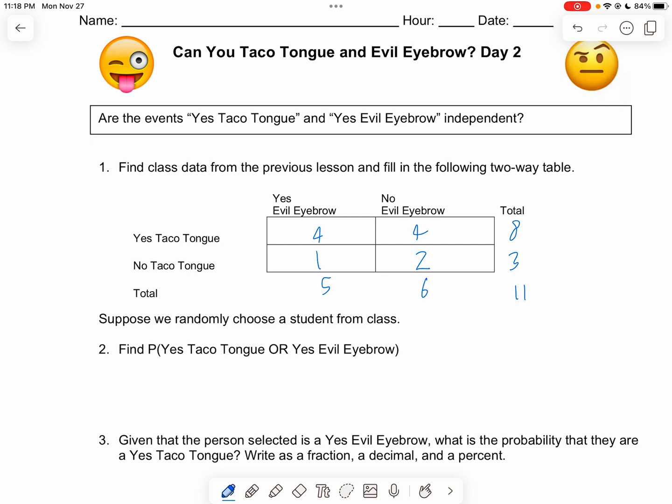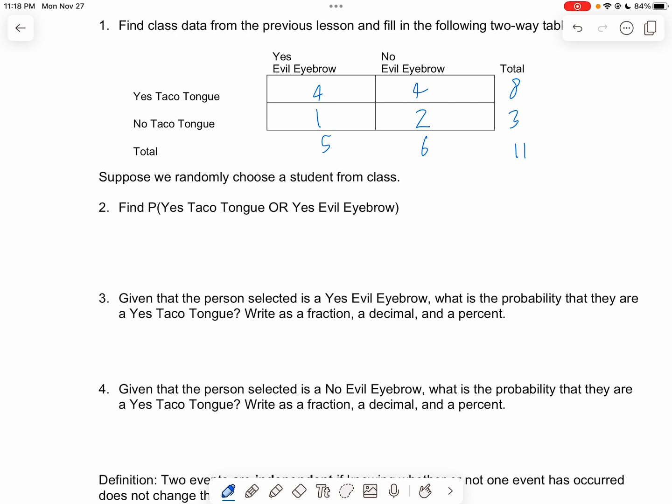I'm not going to be answering every question as we go through. You should be able to answer that first question, number 2. Go ahead and make sure you're writing out with those basic fractions. And we're going to jump right into question number 3.